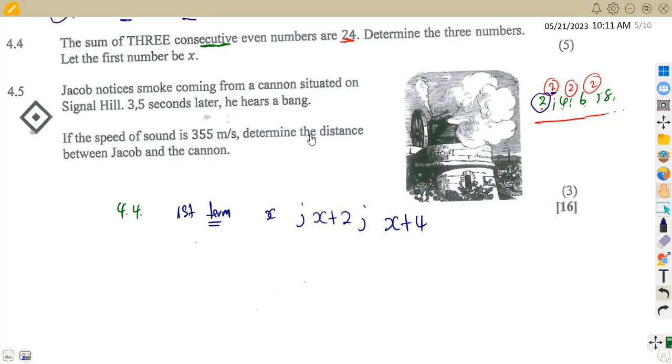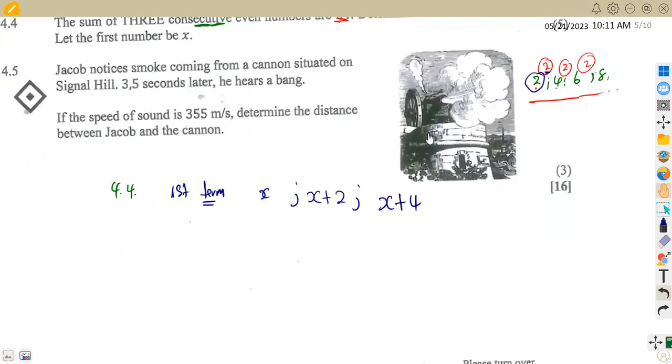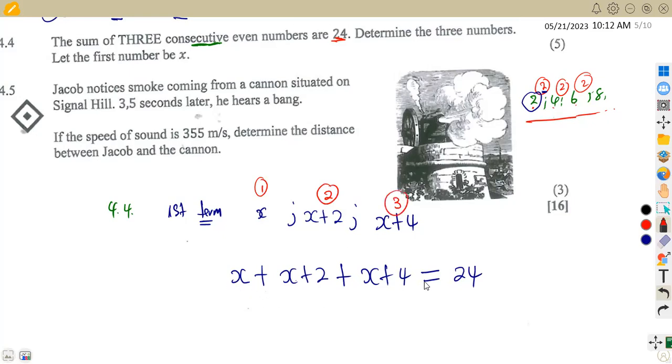The question is, we are given a condition now to determine these 3 numbers. If their sum is 24, meaning if we add these 3 consecutive numbers, we are supposed to get 24. And these are our terms in terms of x. So if we add x, the first term, plus x plus 2, our second term, plus x plus 4, which is our third term, we must obtain a total of 24, the one that we are given. So like I said, this is your first term, your second term, your third term. We are told the sum is 24.